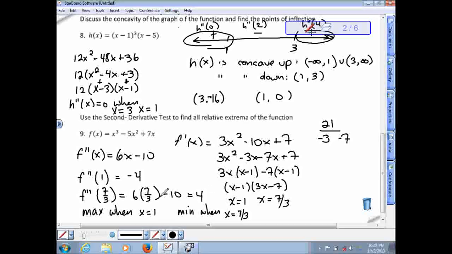So we're going to have to plug these values in to actually find these points. If we plug in a 1, 1 cubed is 1, minus 5 times 1 squared is minus 5. That's negative 4, and then we add 7, so that turns into a 3. So 1 comma 3 is the relative max. Now if we plug in 7/3, so I plug 7/3 in for x, we're going to get 343 over 27. I need a little more room here.